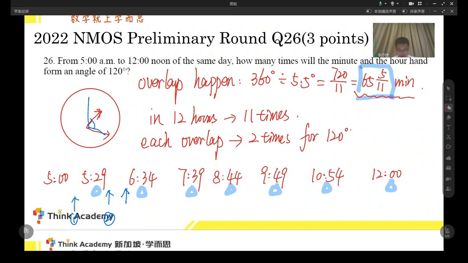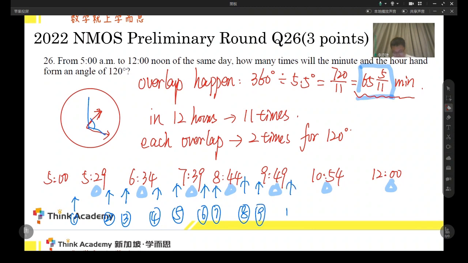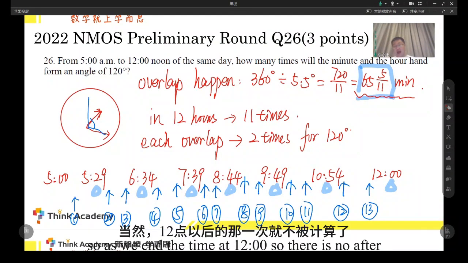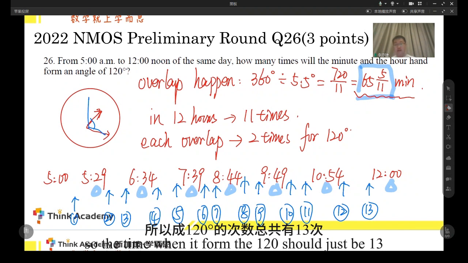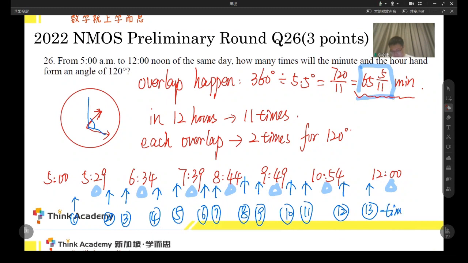Then for each overlap, before, after, before, after, and so on. As we end the time at 12 o'clock, there is no after for the last one. So now let's calculate: 1, 2, 3, 4, 5, 6, 7, 8, yes, it's 13 times, right? So the number of times it formed 120 degrees should be 13 times.